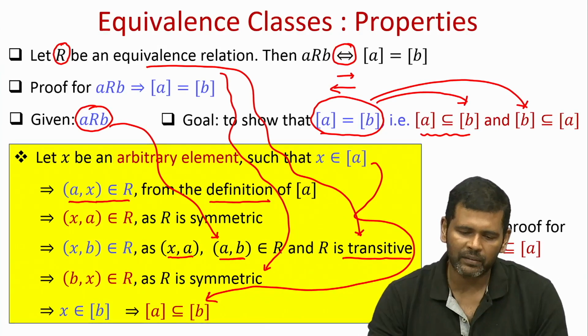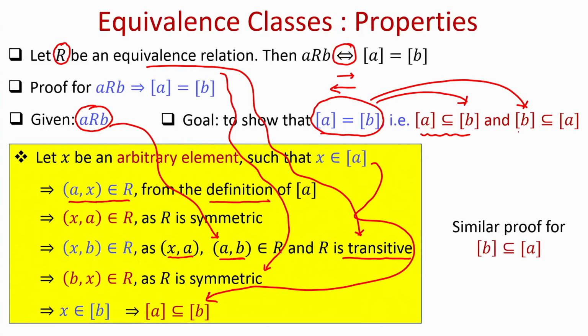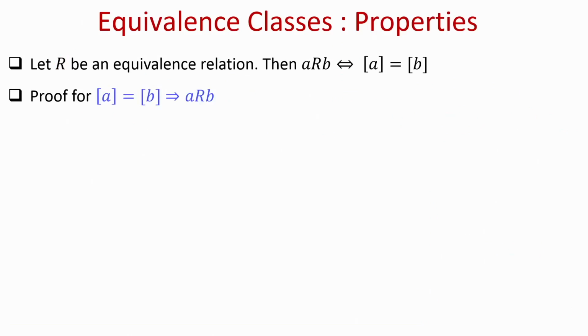And I can apply a similar proof to show that the equivalence class of B is a subset of the equivalence class of A. So, you start with some arbitrary element x present in the equivalence class of B, and applying similar steps as we have used here, you can show that the same element x will be present in the equivalence class of A as well, and that will show that the equivalence classes of A and B are the same. So, that proves the implication in the forward direction, this we have done.